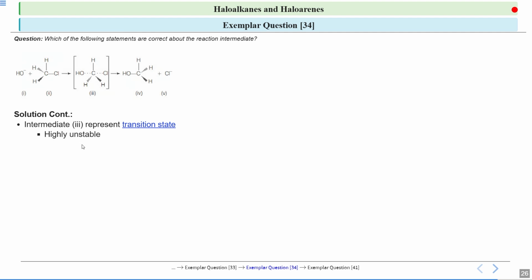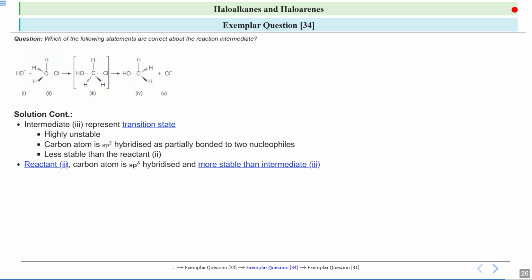So this is highly unstable, and the carbon atom in this transition state is sp2 hybridized because it is partially bonded to two nucleophiles at the same time, chloride and the hydroxyl ion. And also it is less stable than the reactant second, that is methyl chloride. In your reactant second, methyl chloride, the carbon atom is sp3 hybridized, and it is more stable than the intermediate. The intermediate is highly unstable due to the presence of these 5 bonds formed by a single carbon at the same time.